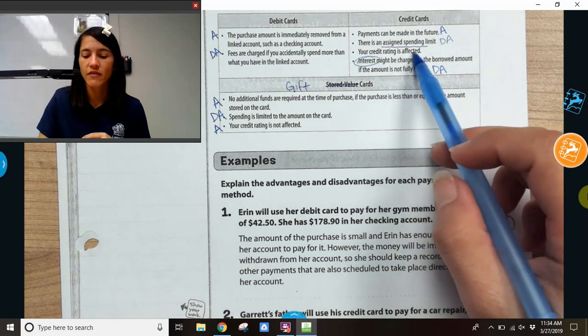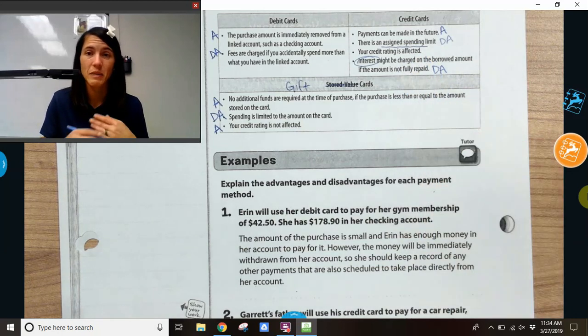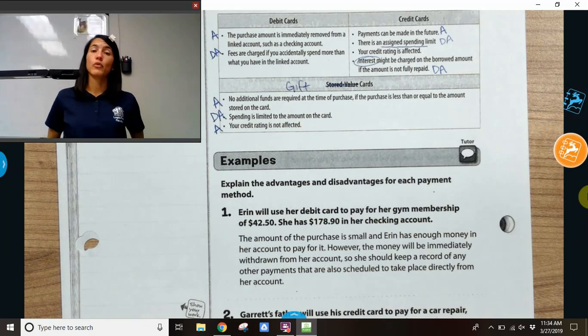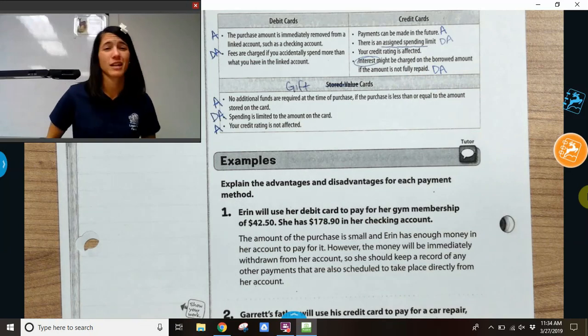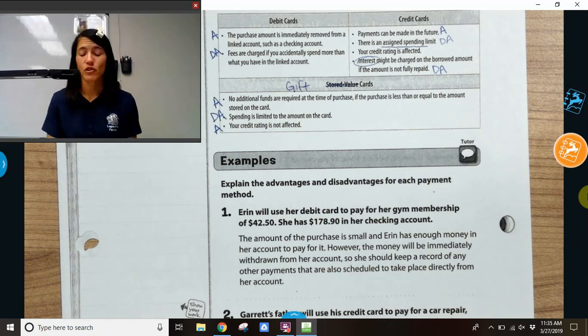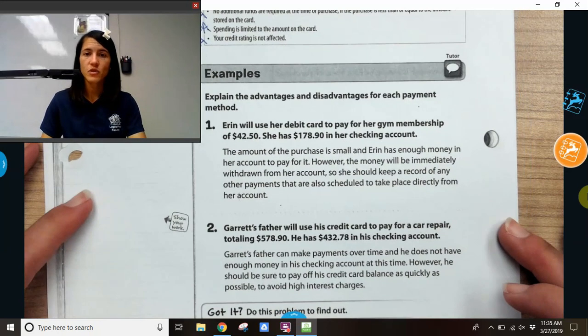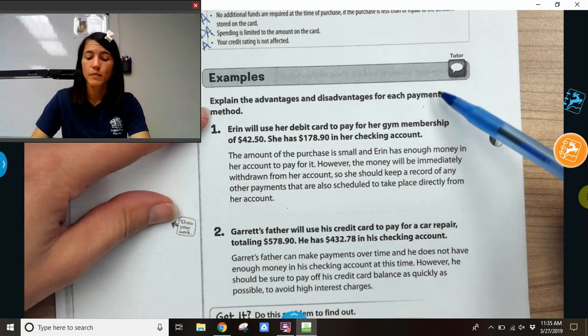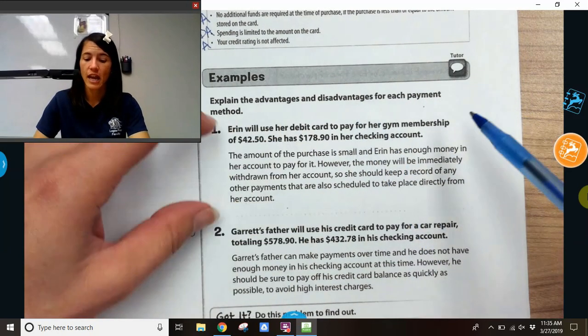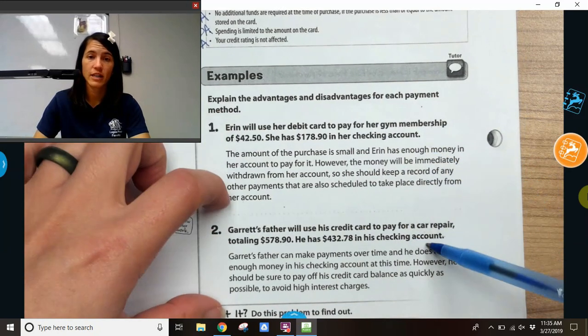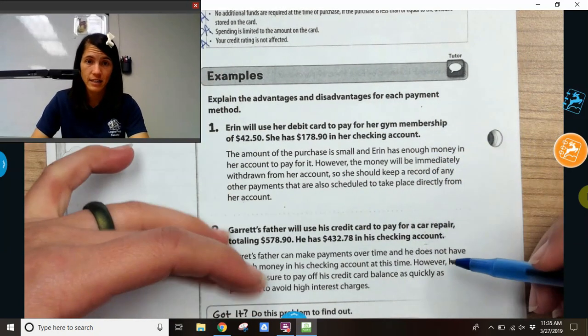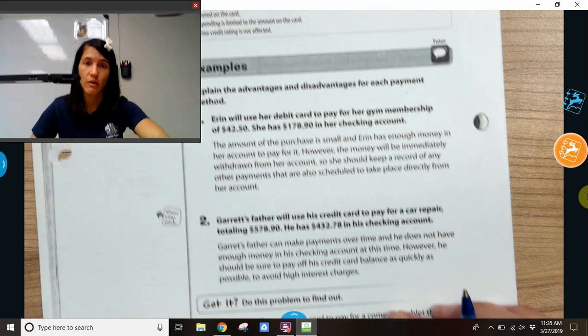Now, your credit rating is affected. The reason I left that one blank is because sometimes your credit card history can improve your credit score, and then sometimes it can negatively impact your credit score. So we have some examples. Explain the advantages and disadvantages, and Aaron and Garrett both have an example, and you can read that. I'm not going to sit here and read that to you. That would be a waste.